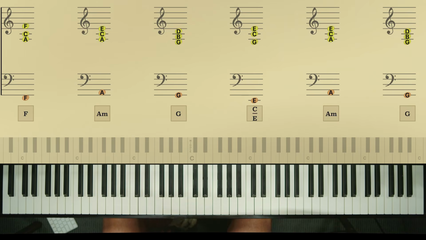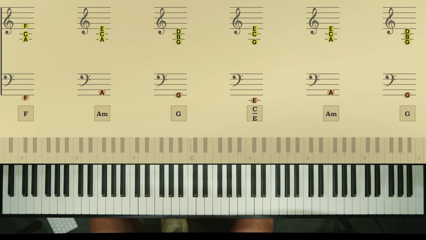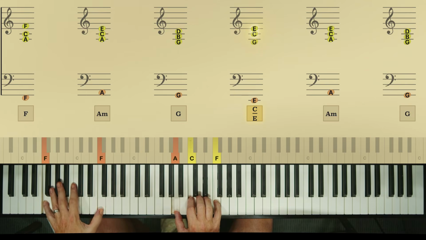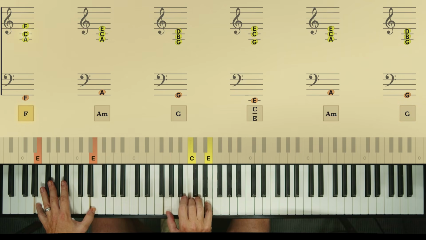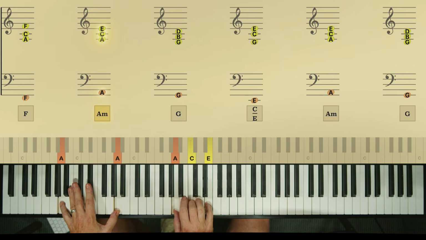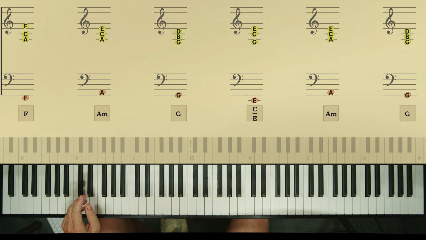Get my keyboard connected again, my pedal. There we go. Okay, so here we go. We ready? We're just going to play one chord for each change. Here we go. And I'm going to get this follow button working right. It's the last thing I do. Here we go. All right, we're going to continue.